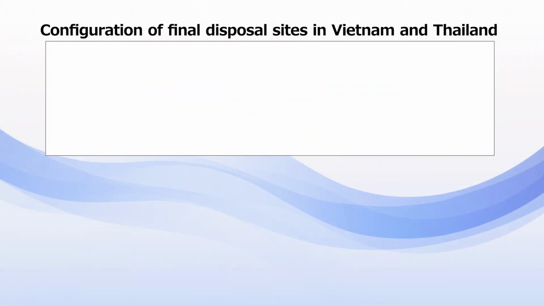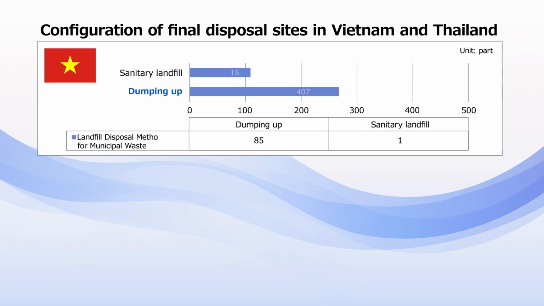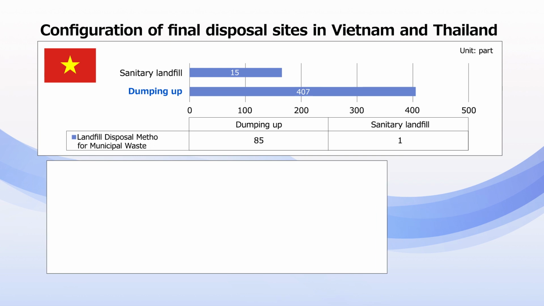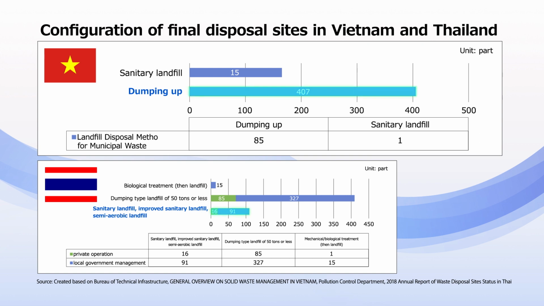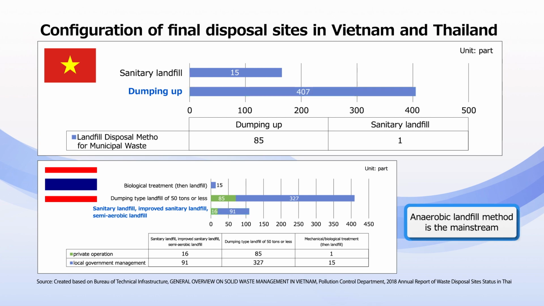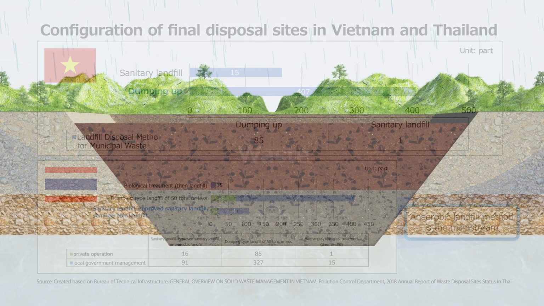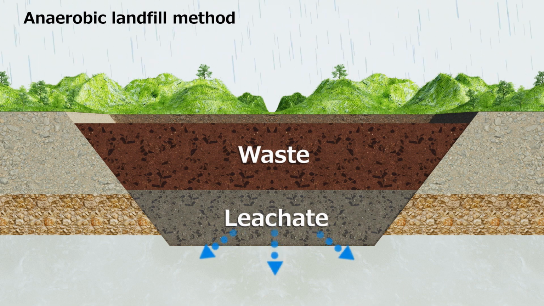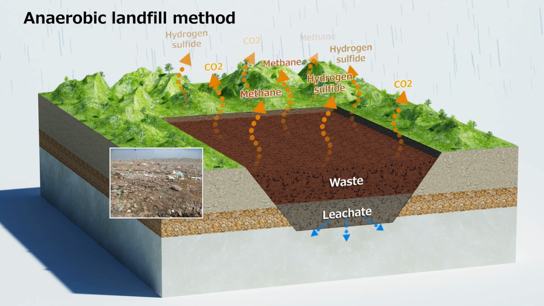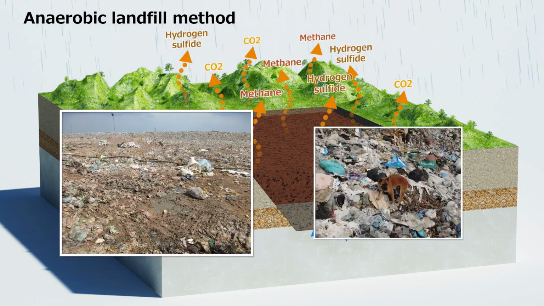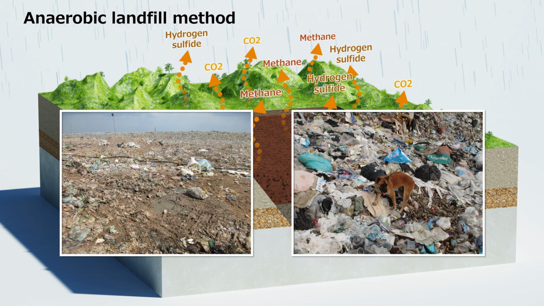What is the difference between the Fukuoka method and the conventional landfill method? Currently, in Thailand and Vietnam, the main method of final disposal is generally open dumping, which is dumping type landfill, and it's called the anaerobic landfill method. This anaerobic landfill method creates an anaerobic atmosphere in the landfill layer, not only posing sanitary issues such as the deterioration of leachate quality and offensive odors caused by the generation of hydrogen sulfide, but also has a risk of causing landfill fires and explosions by generating methane gas.